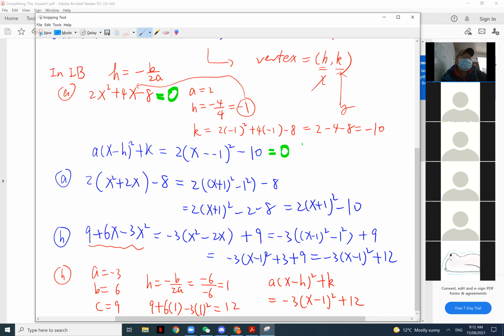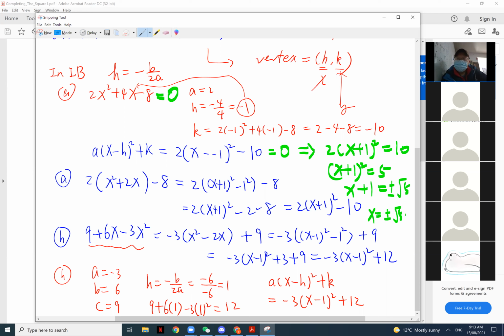If you do completing the square, check here: 2(x plus 1) squared equals 10. (x plus 1) squared equals 5. x plus 1 equals, Alistair? Very good, plus minus root 5. So x equals plus minus root 5 minus 1. That's called solving the equation.